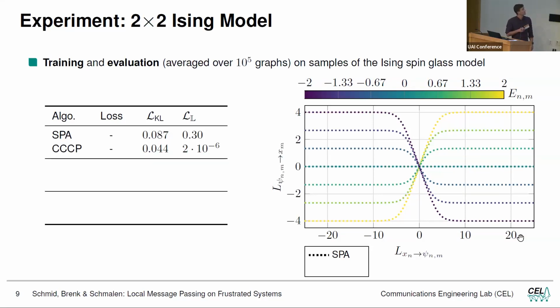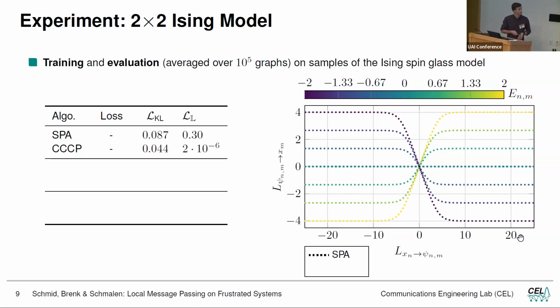So the sum product algorithm, of course. And the second one was the direct minimization of the Bethe free energy in this double loop algorithm. And on the right-hand side, I visualized the mapping which we see from the sum product algorithm. So again, for instance, looking at the negative coupling here, we are looking at this blue line, and we see that for a positive incoming message, we would get a negative outgoing message, which corresponds to this repulsive coupling here.